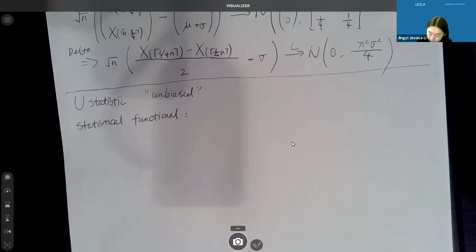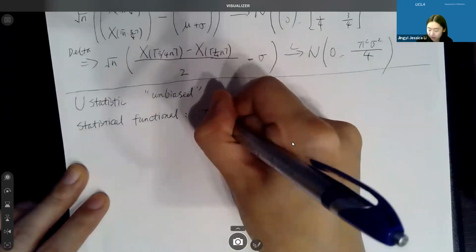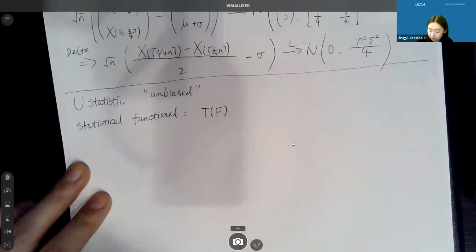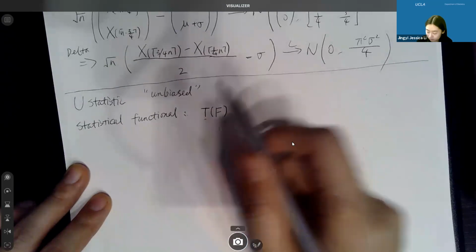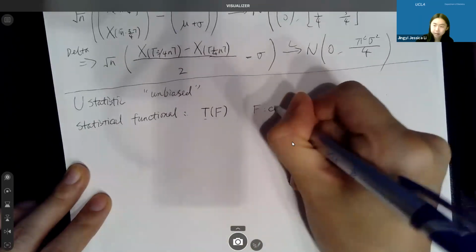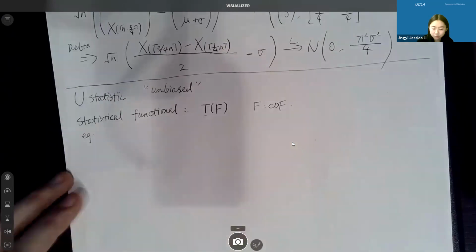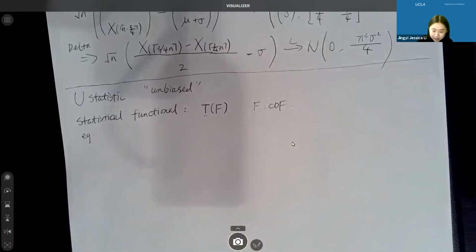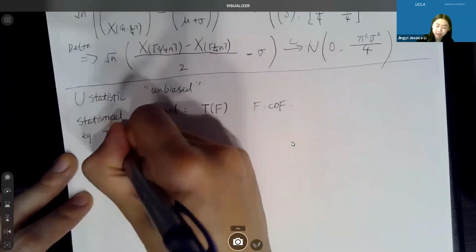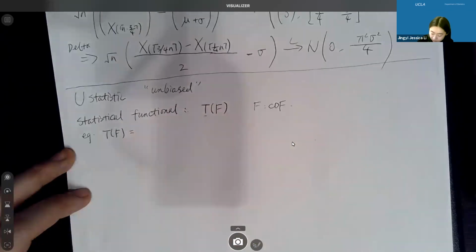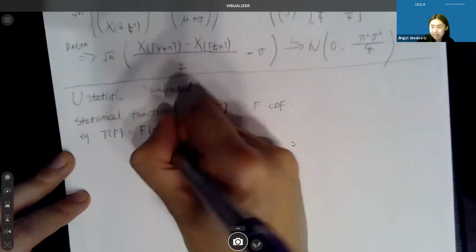First, let me give you the notation. It's called T(F), and this T is what we call the functional, and the F is the CDF. Let's look at some examples to make it concrete. First, we can say that T(F) could be F evaluated at some constant number C.